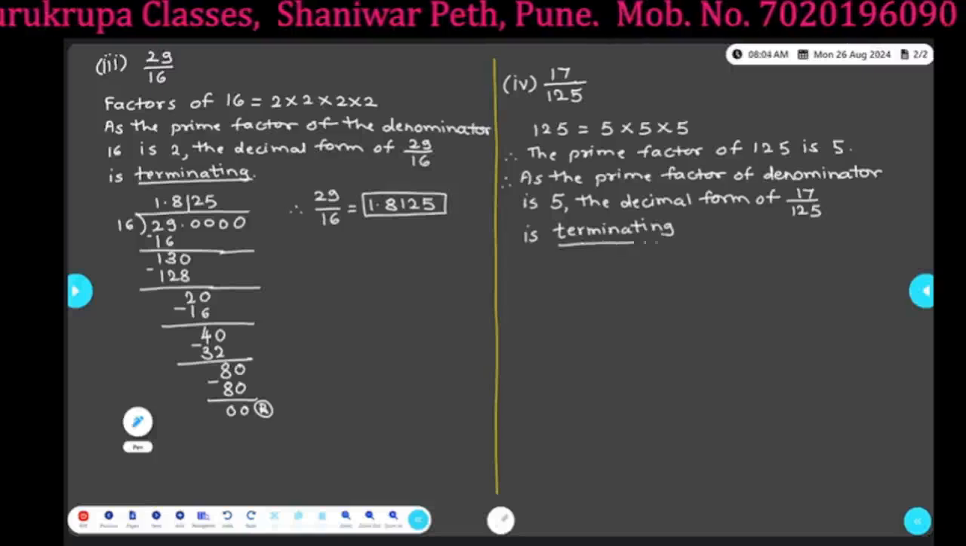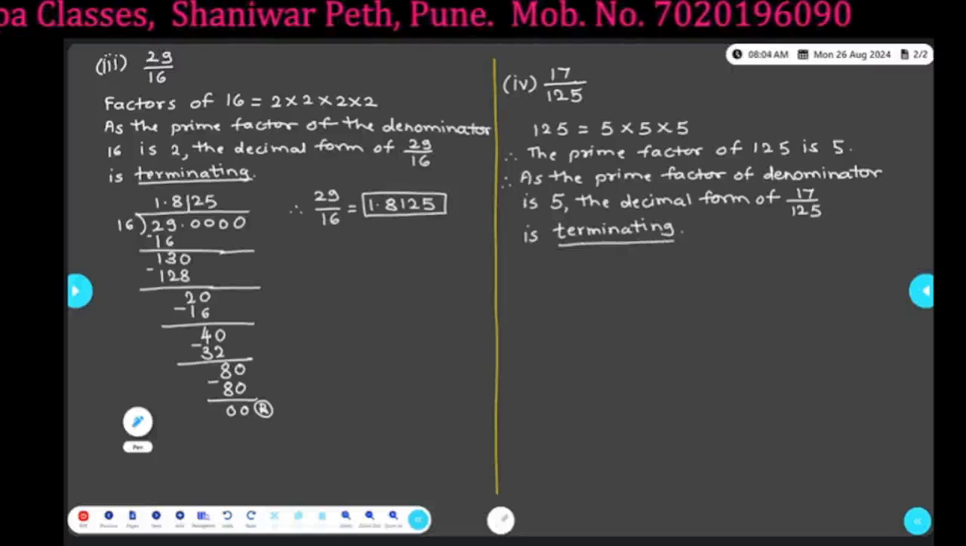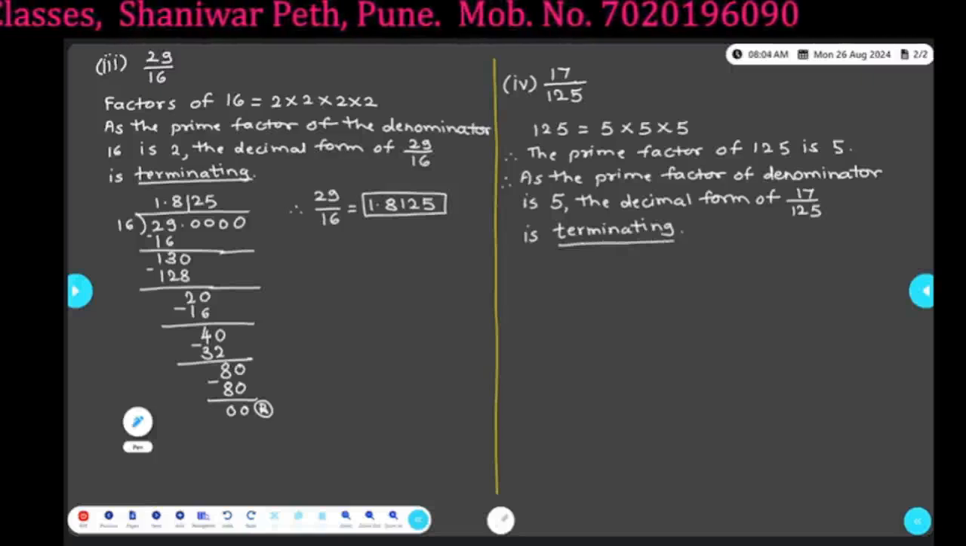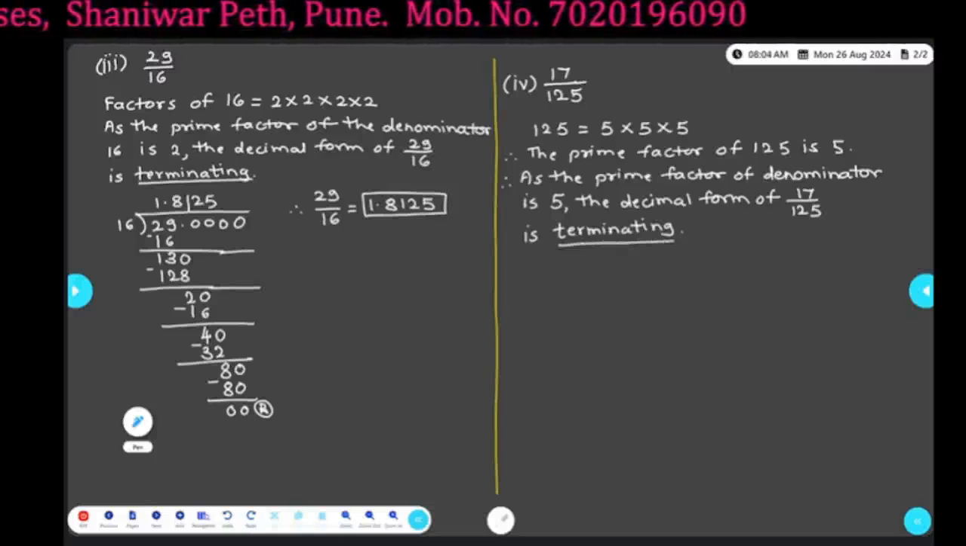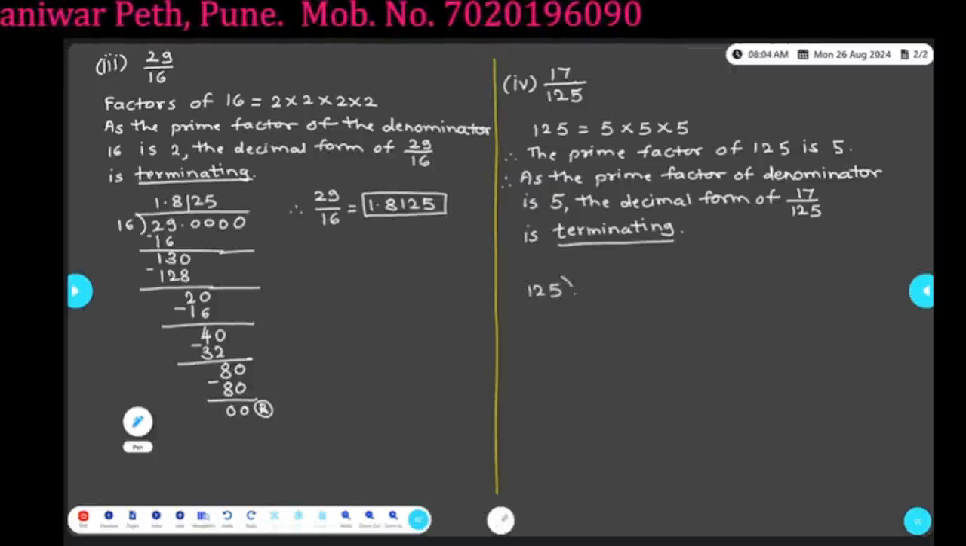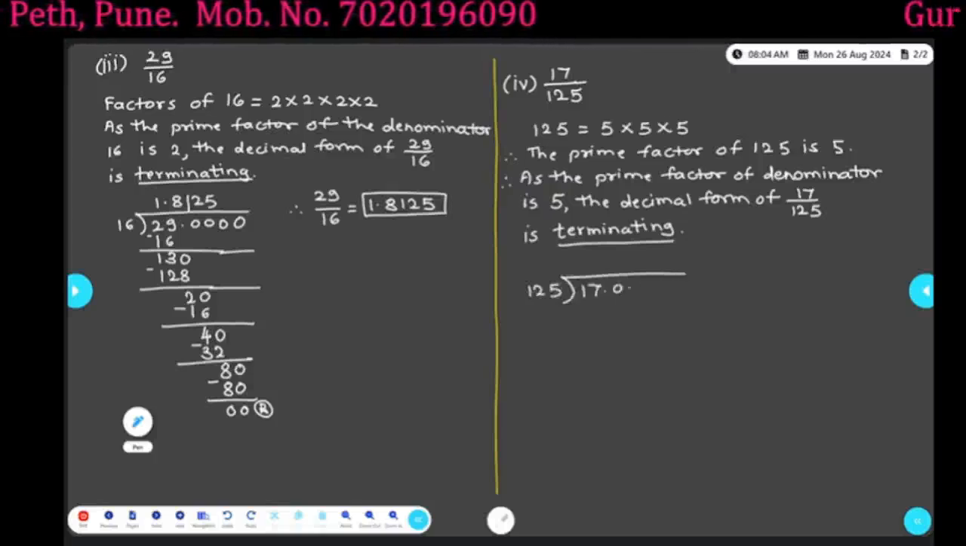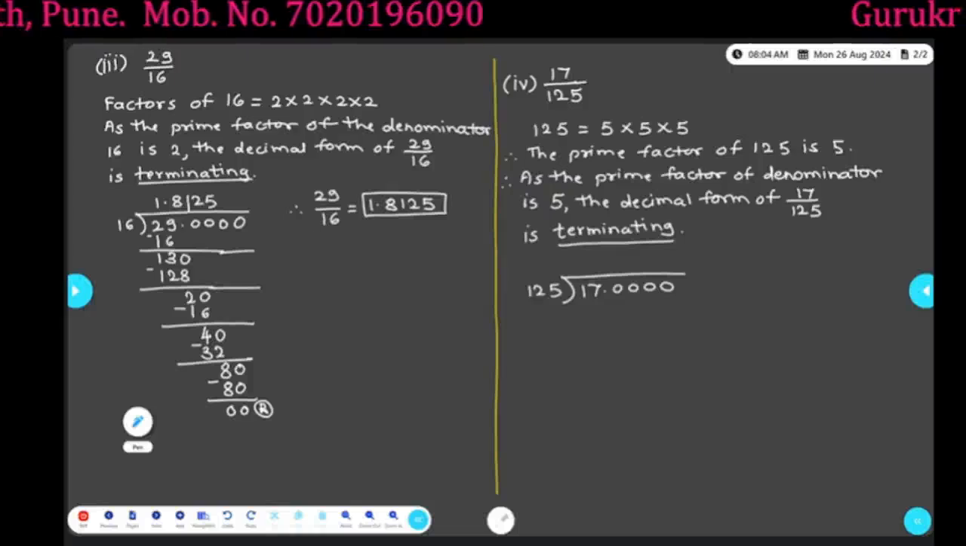2 or 5. What would be the prime factors? 2 or 5, not other than 2 or 5. So if we observe that the divisor is 125 and the dividend is 17, we can take a group of zeros for that.